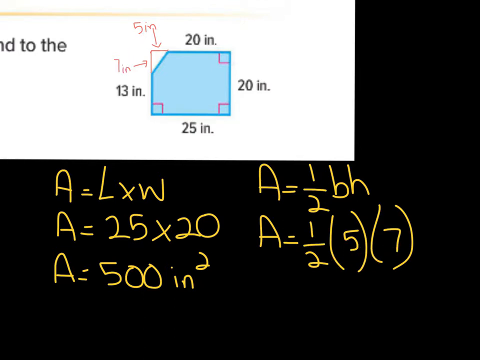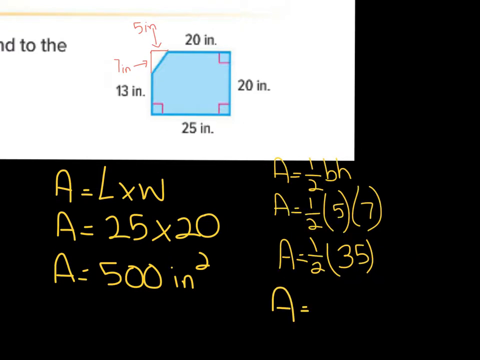Now 5 times 7 is 35, okay? Times a half. What's half of 35? Some of you already know. It's 17 and a half. Okay, so 17 and a half inches squared is that little triangle.